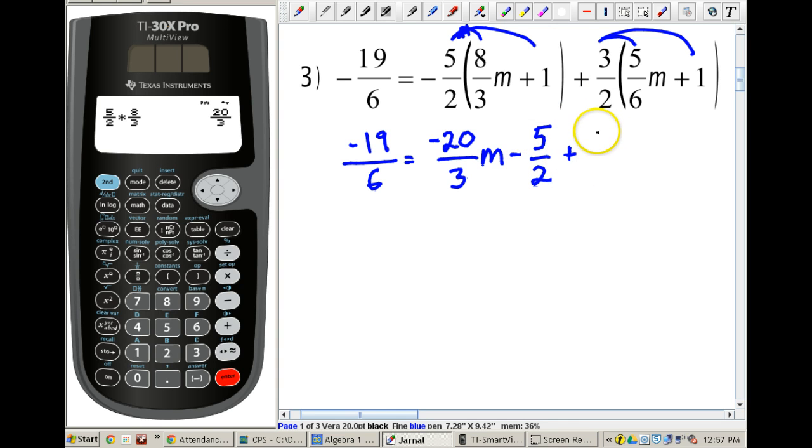plus 3 halves times 5 sixths. I can cross cancel. That goes in there 2 times. So I have what? 5 over 4 minus 3 halves times 1. It's just 3 halves.